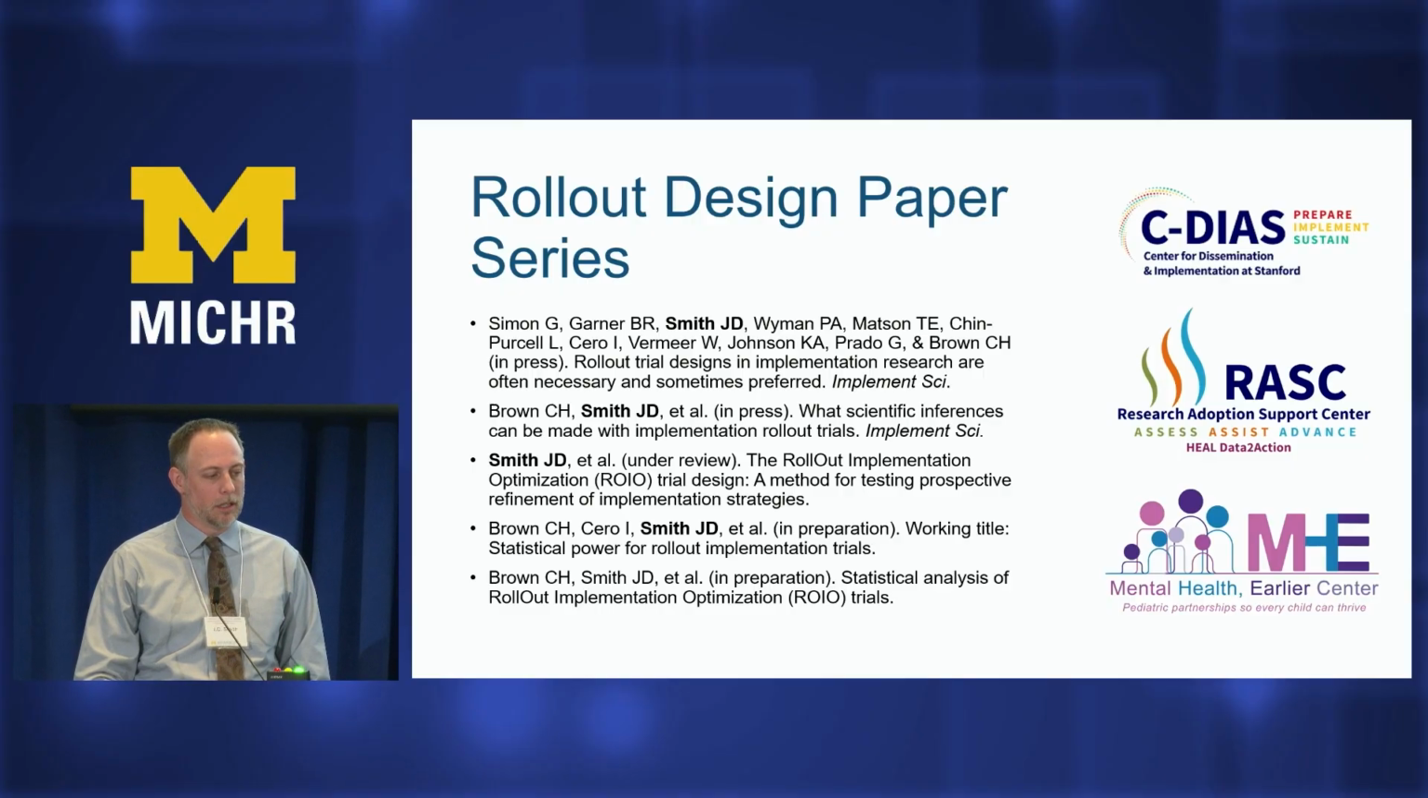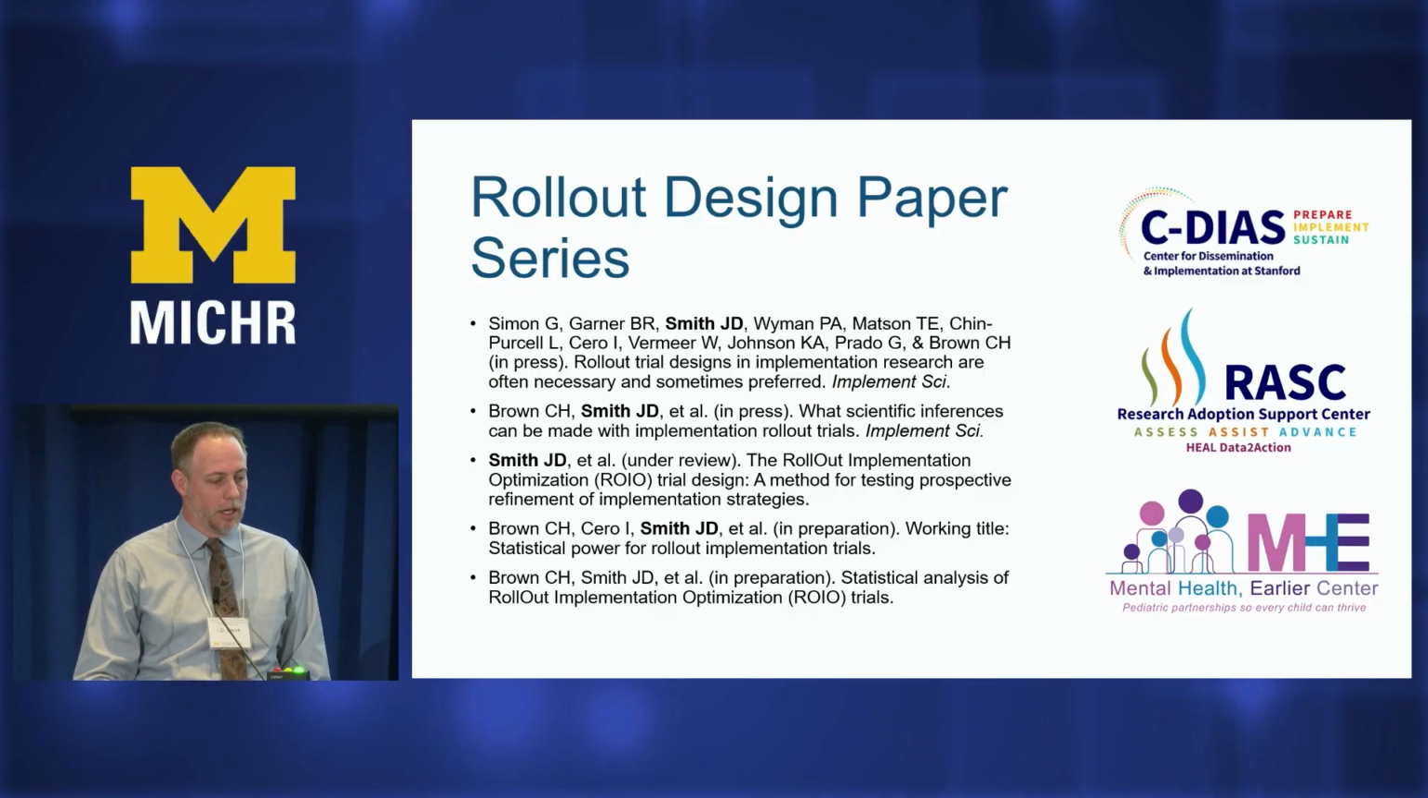One was published in, these are unfortunately out of date now. The first paper there by Simon et al. was published in 2025. The paper that Hendricks Brown led that's on scientific inferences in implementation trials came out in January. I have a paper on the ROIO design that is just recently submitted, so hopefully that will be coming out soon. And then we're working on statistical power for rollout trials and then statistical analysis and power for ROIO specifically as well. And there's 2 or 3 other papers that we're probably going to be doing in the next couple of years as well.